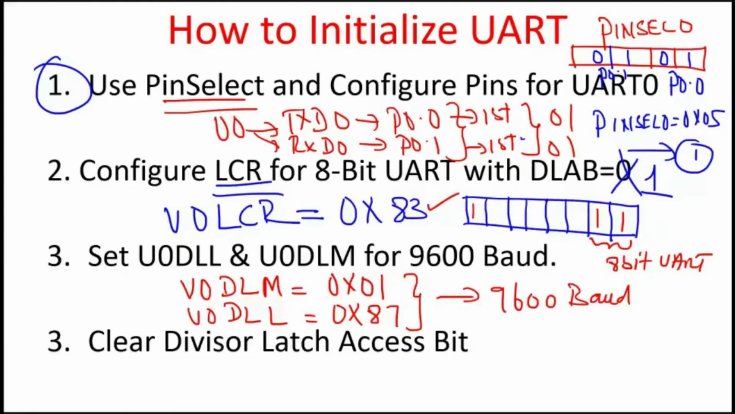After you set the baud rate, it is necessary that you clear this DLAB bit. Otherwise, you cannot play with the serial port registers. So I again go to the UART0 line control register and clear this bit. That means it becomes 03. So these are the things that we do.